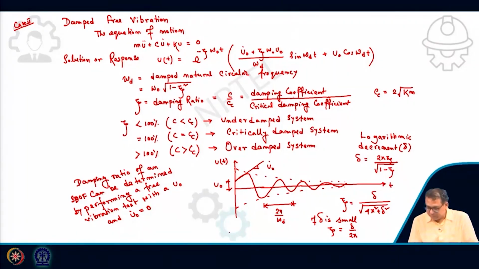Okay, if I know this decay by this expression, then by performing a free vibration test with an initial displacement, keeping the initial velocity 0, we can determine the damping ratio. Okay. So these are the two cases I have discussed. The first one is the undamped free vibration, the second one is the damped free vibration, and I will get the response.